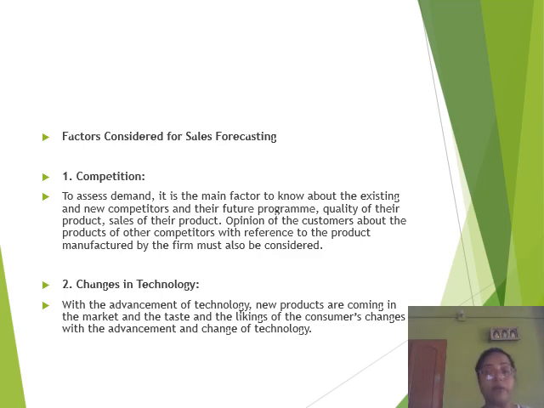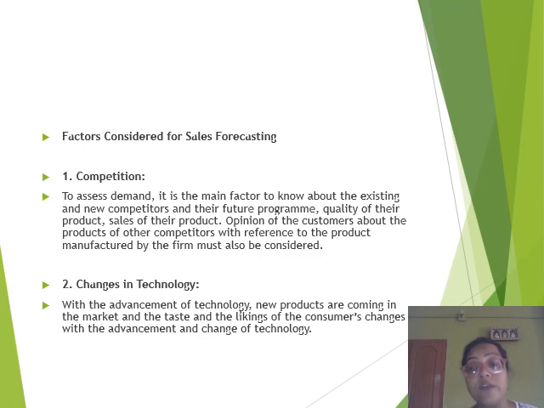Number two, a very important factor in sales forecasting is changes in technology. With the advancement of technology, new products are coming in the market. Every day we are seeing technology upgrading itself. For example, in the telecommunication industry, we can see from 2G it developed to 3G, 4G, then 5G. Even the automobile industry is going through a huge transformation. AI is coming up in every institution, and it will be involved in every product and service. This is the upgradation of technology.